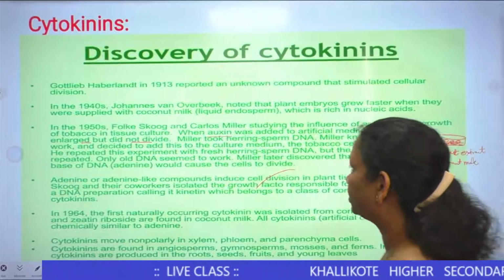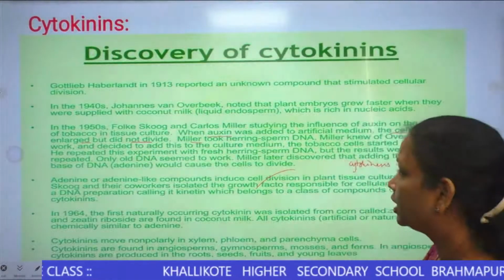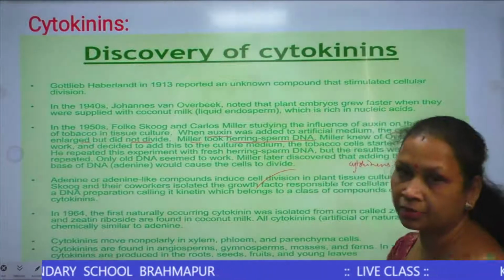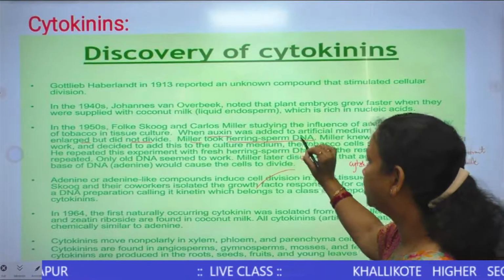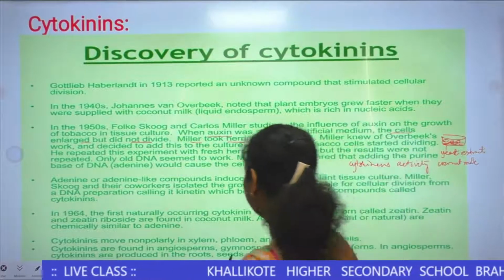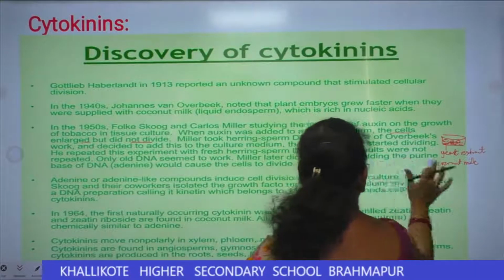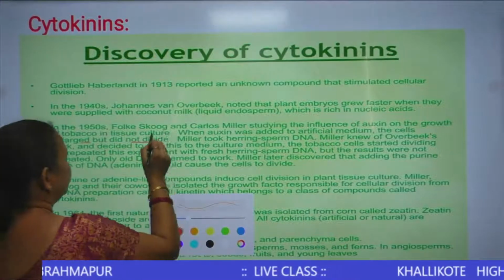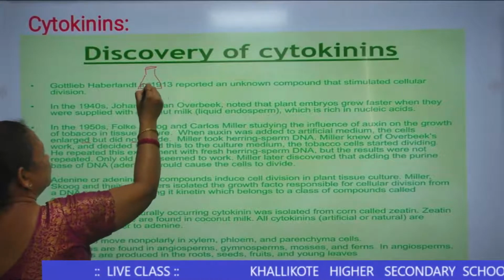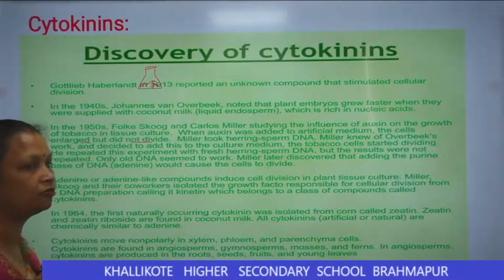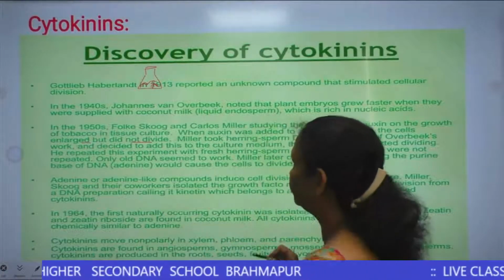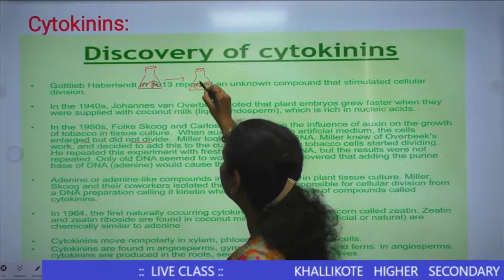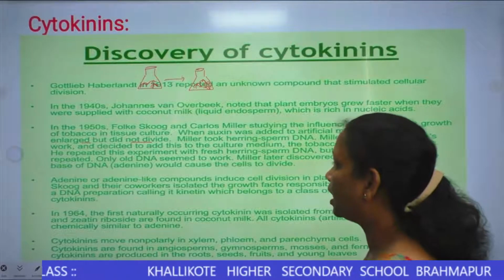The second famous experiment was carried out by Miller and co-workers in the 1950s, and Miller took the herring sperm DNA. So, what is herring sperm DNA? Herring is a fish. So, the sperm DNA of herring fish was taken, and he took a flask. In the flask he took the sperm DNA of herring fish, and he found that overnight in the flask there was rapid division or replication of the DNA to form a large number of copies.